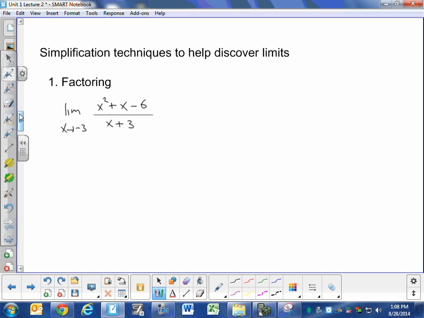There's a bunch of techniques. This is pretty much review of algebra in calculus. Okay, this lesson and the next lesson.